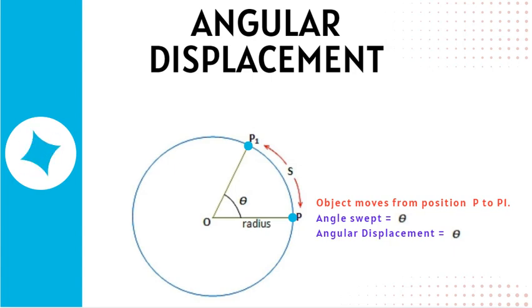In rotational motion, we rarely deal with linear displacement. Instead, we use angular displacement. When the object moves from position P to P1 along a circular path, the line joining the initial position of the object to the center of the circle sweeps an angle of theta when the object reaches position P1. This angle theta is called angular displacement and is denoted by theta.